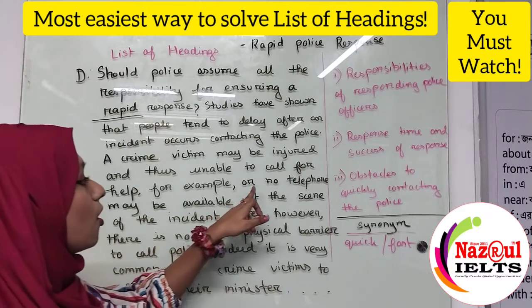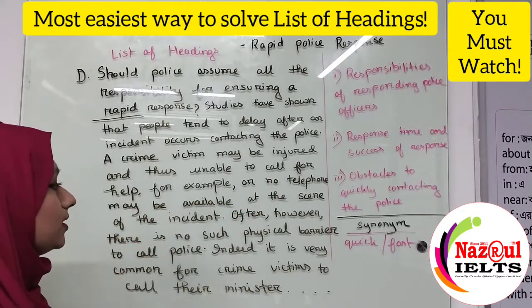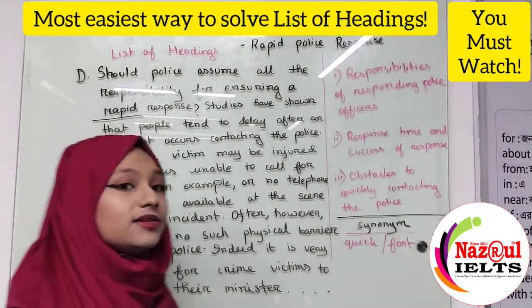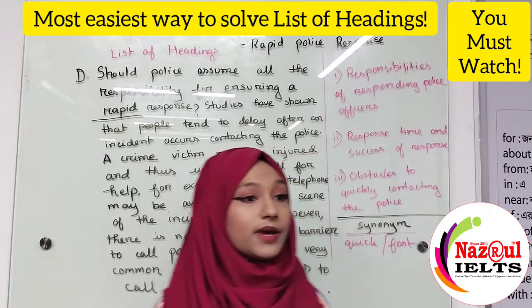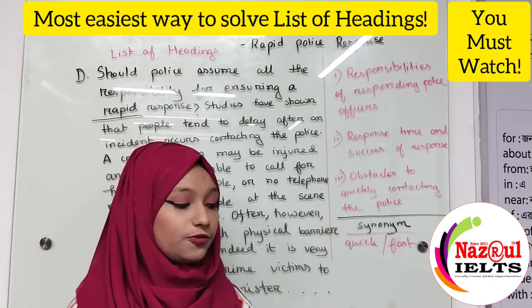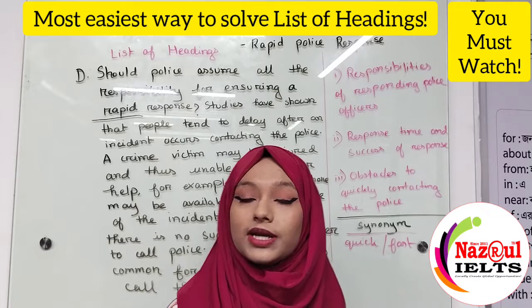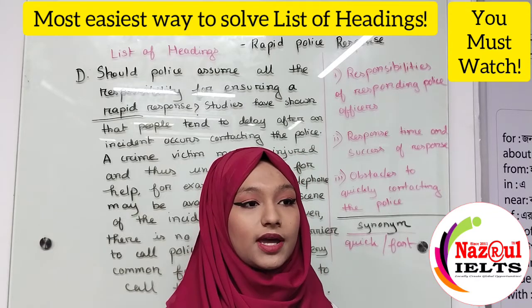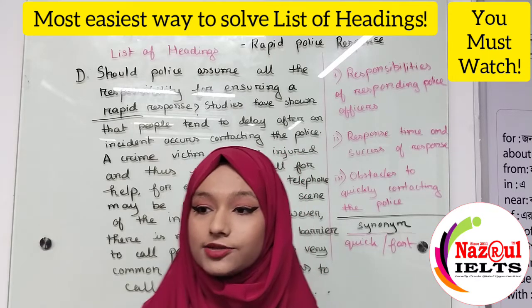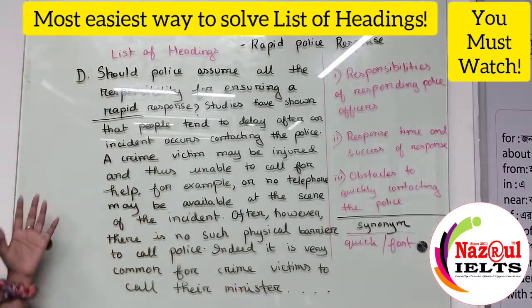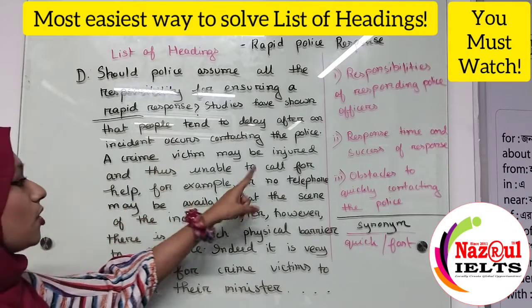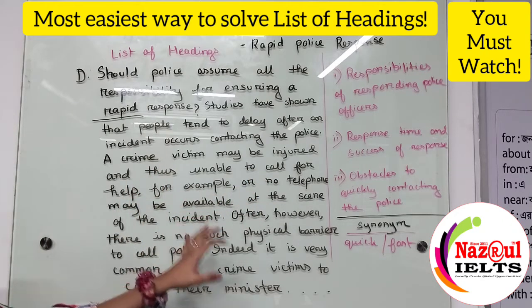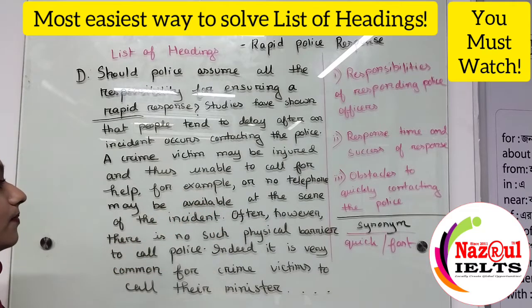For example, or no telephone may be available at the scene of the incident. Another thing is there may not be any telephone available. Suppose you got hurt in your bedroom, but there is no telephone available in your room. It's in the living room and you cannot move over there. That can cause time delays, right? So yeah, that's an example. A crime victim may be injured and thus unable to call for help, for example, or no telephone may be available at the scene of the incident.